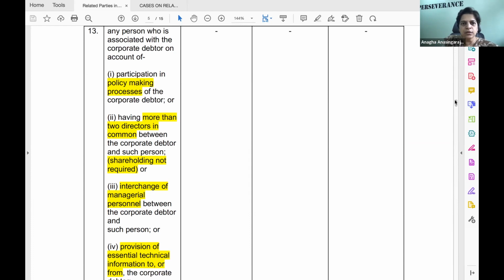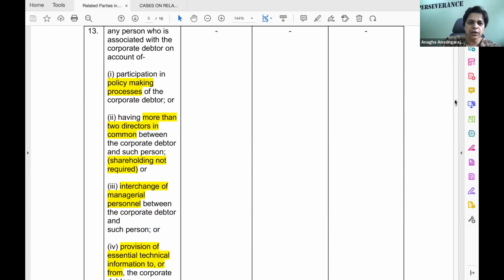So any person who is associated with the CD on account of participation in policy making processes of the CD. So somebody who is helping the CD, not in a professional capacity, of course, but somebody who is helping the CD make the policies for the day-to-day management or policy decisions as regards the investments or those things, so major policy decisions. So any person who is associated or participating in the policy making processes of the CD will be treated as a related party.